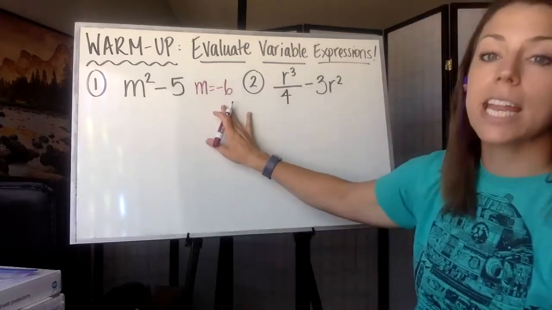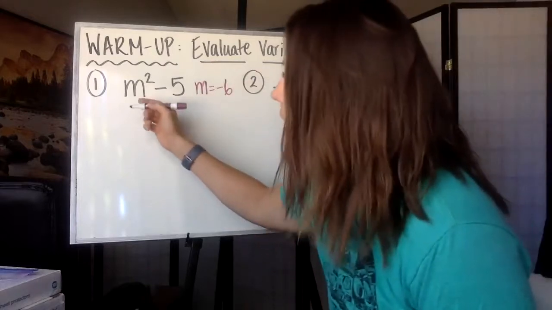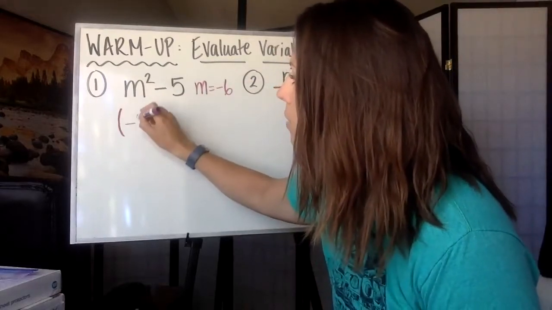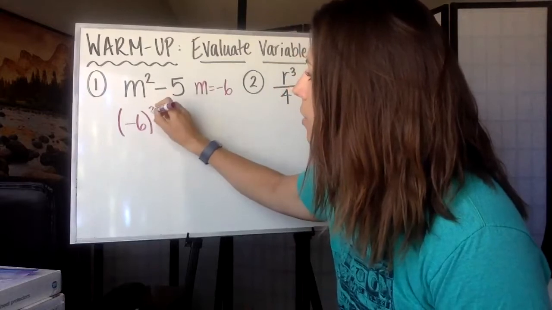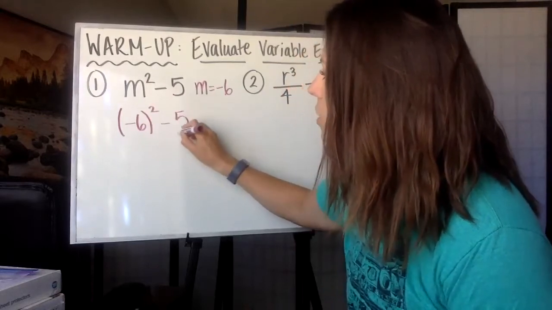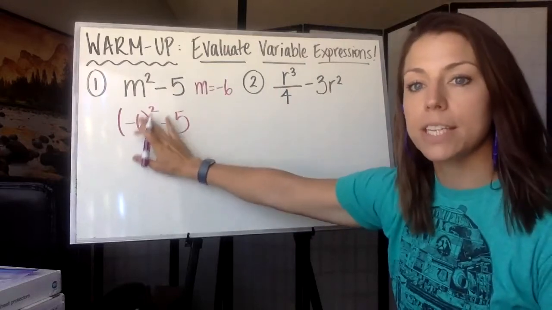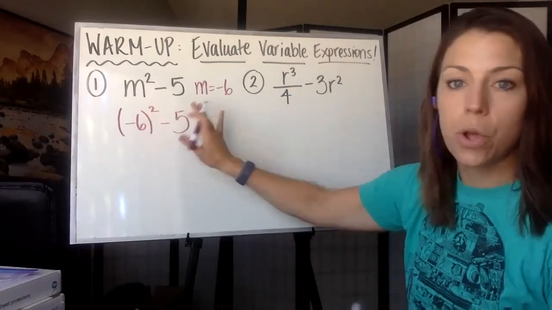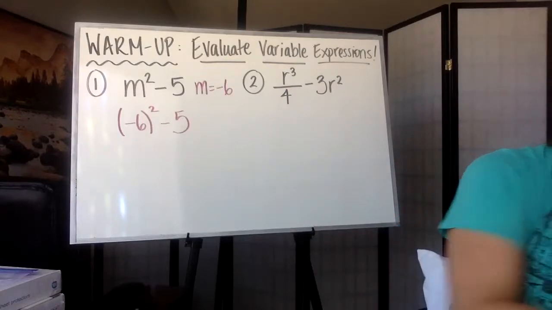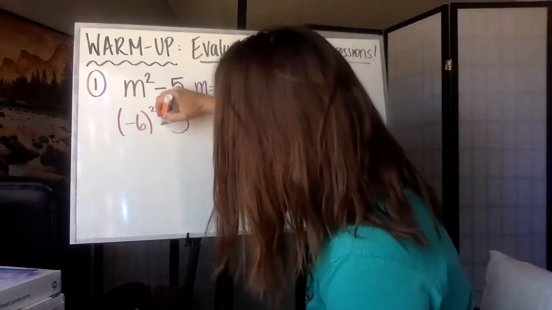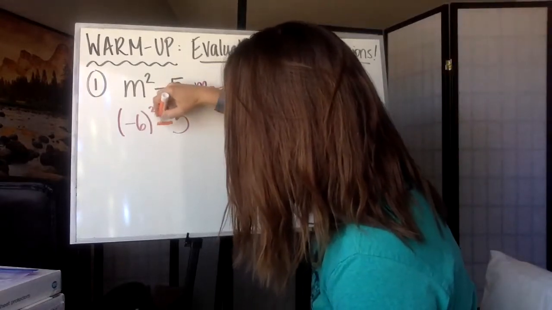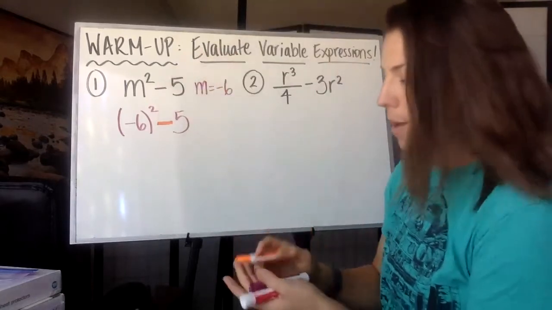Now, because 6 is negative, I will put parentheses around it. I always like to put parentheses around my negatives so that I understand that those are negatives, not subtraction symbols, and I don't want to lose them. So now my expression has become negative 6, in parentheses, to the power of 2, minus 5. Again, I'm going to highlight that subtraction symbol because we don't want to lose that structure. We don't want to forget about it.